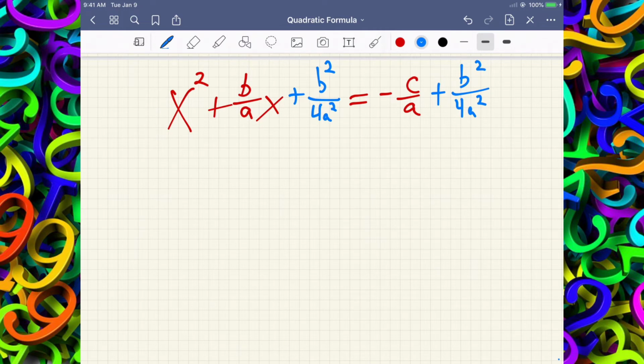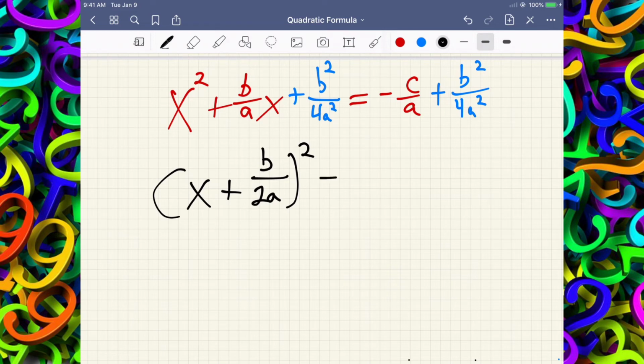We just created this perfect square trinomial on the left-hand side of our equation, and we know how to factor those. Remember that to factor a perfect square trinomial, we write our factor as x plus half of that middle term. And remember, we already found what half of it is. It's b over 2a. And then we square it. So notice now, all of a sudden, the left-hand side of the equation is much simpler.